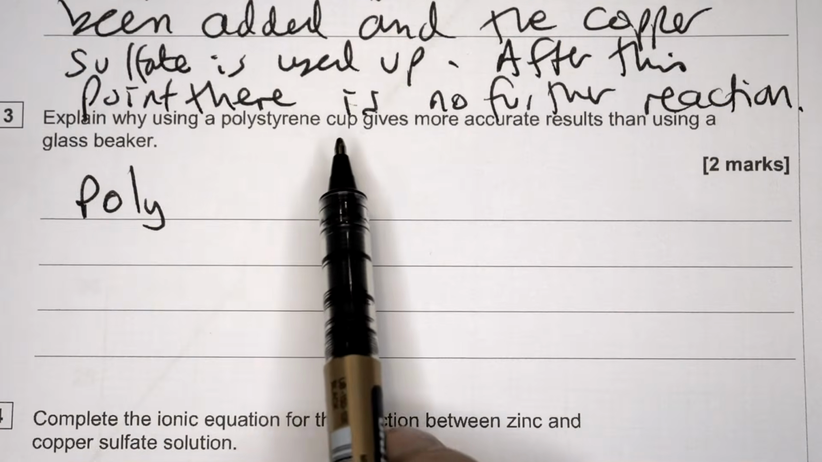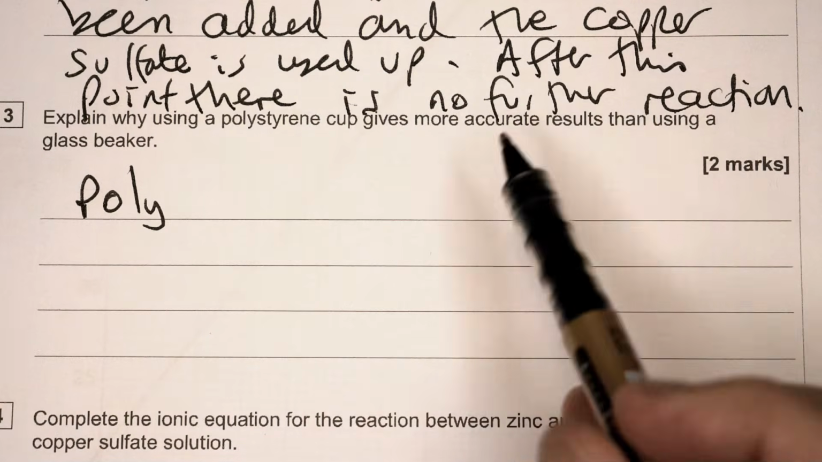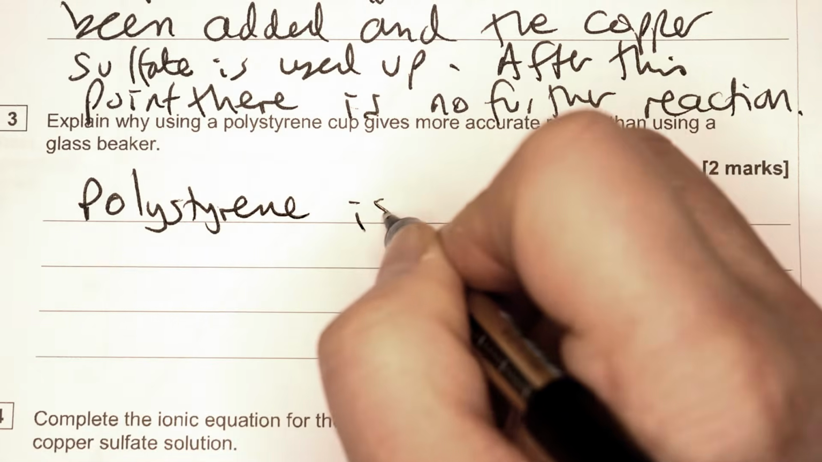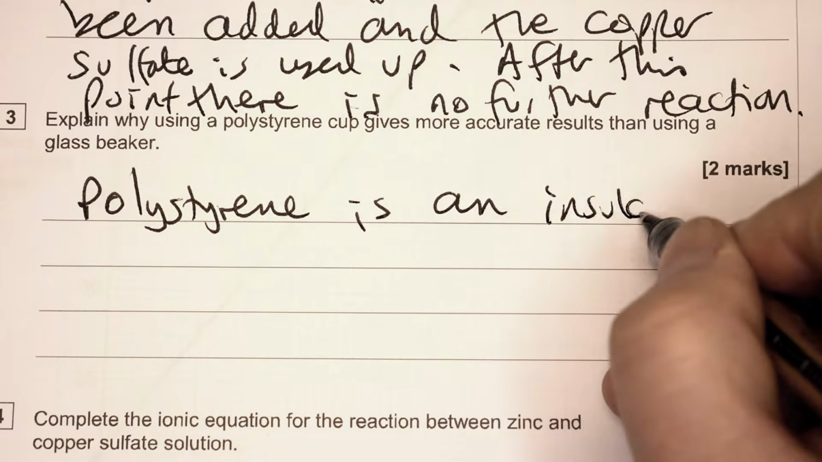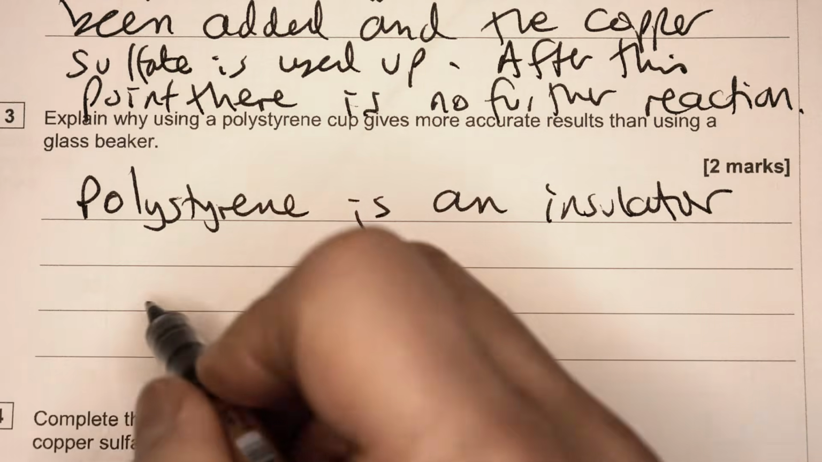Explain why a polystyrene cup gives more accurate results than using a glass beaker. That's because polystyrene is an insulator, so that reduces heat loss or energy loss to the surroundings.